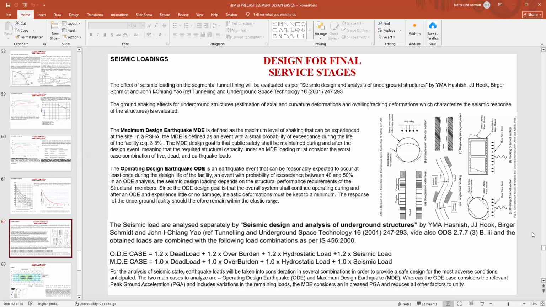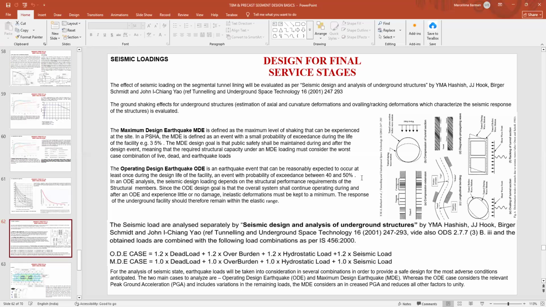For the seismic analysis nowadays we are using the Hashash formula. This is the ITA guideline, one of the publications, on seismic design and analysis of underground structures. There is another publication by Wang, called the seismic design of underground structures. These two codes are very popular in underground structure seismic design. Now, in the seismic, there are two types of earthquakes. One is called the maximum design earthquake. Another one is called the operating design earthquake. Maximum design earthquake is the very critical event that is very rare. It has a probability of 3 to 4% that it can occur once in 100 years. It can occur once in 1,000 years.